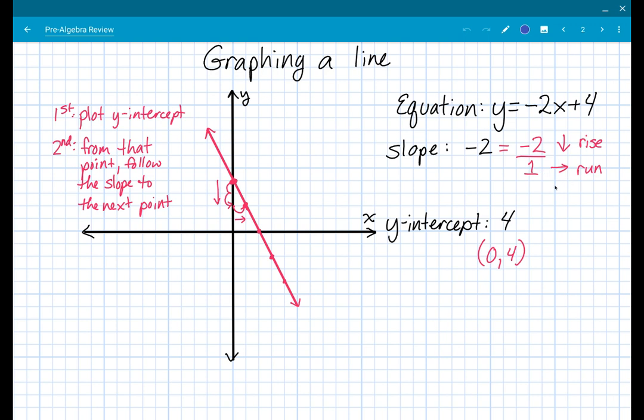Now, in order to use the slope, I need a starting point. So my first point is the y-intercept at 0, 4. This is the point where the line intersects the y-axis.